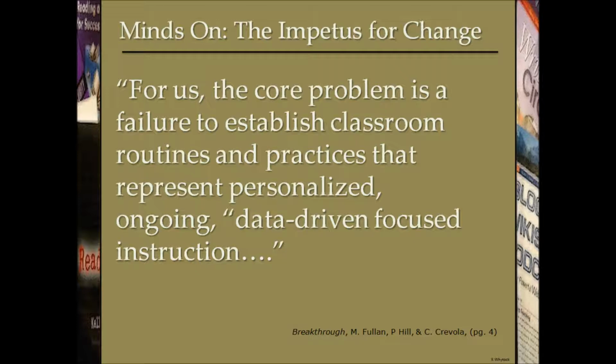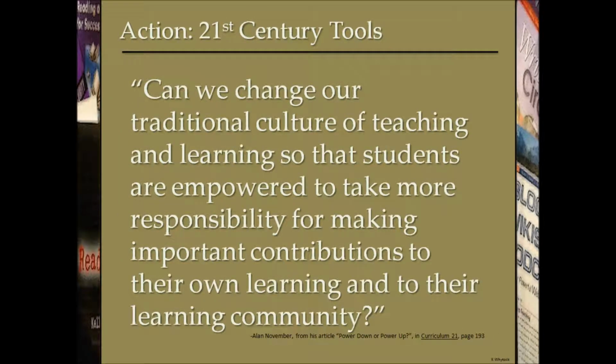In Breakthrough, Fullan, Hill, and Crévola say, for us, the core problem is the failure to establish classroom routines and practice that represent personalized, ongoing, data-driven, focused instruction. We have to learn. Teaching is not an easy task. It's a hard career. We have to learn constantly in this position. And we have to learn how to teach students that want a personalized education. I'll give you a moment to read this quote.